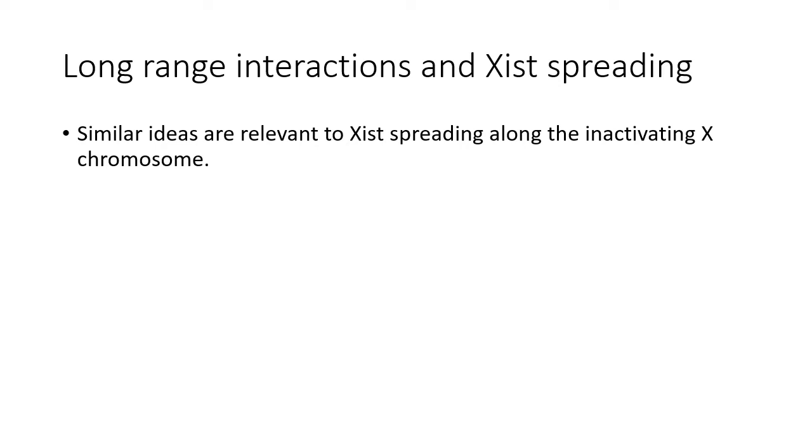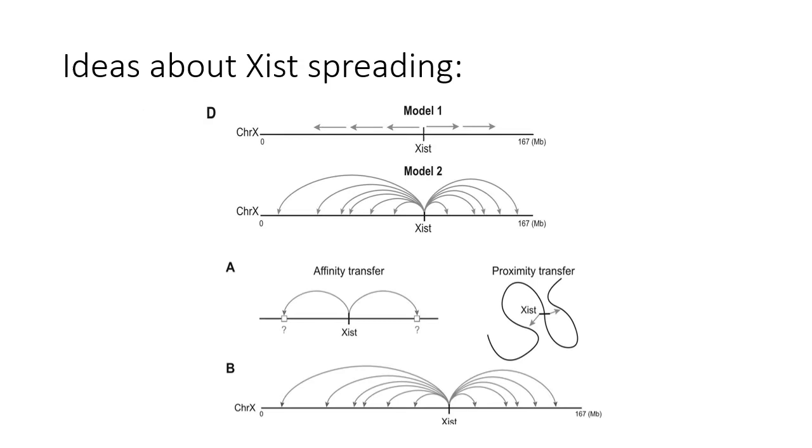Okay, so lastly, we have the idea of Xist spreading and the idea of long-range interactions being involved in this process. Similar ideas are relevant because Xist is going to spread along the entire inactivating X chromosome, and we need to know how it comes into contact with all those regions of the X. So here are some ideas about how Xist can spread.